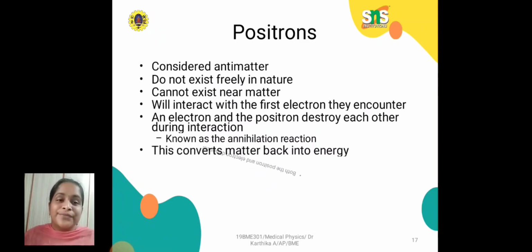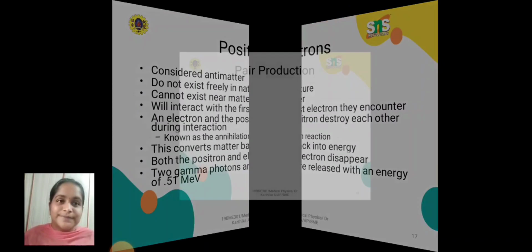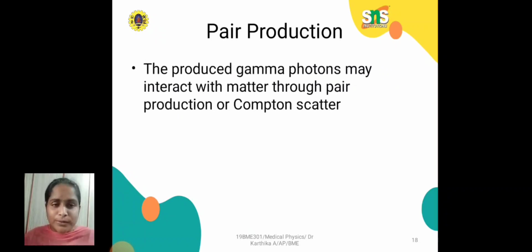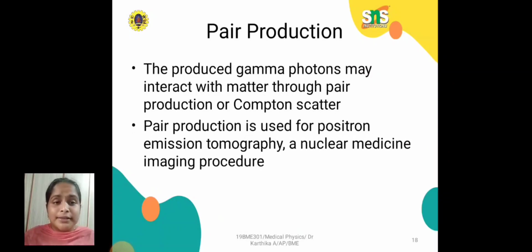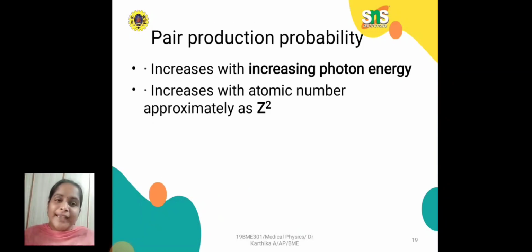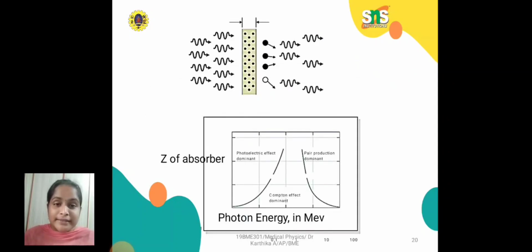Okay, next one is about the produced gamma photons. They may interact with matter through pair production or Compton scatter depending upon the application. Here pair production is used for positron emission tomography and nuclear medicine imaging procedures. It is also used in radiation therapy. Okay, pair production probability increases with increasing photon energy, and it also increases with atomic number approximately as Z squared. Okay, see this one for example.